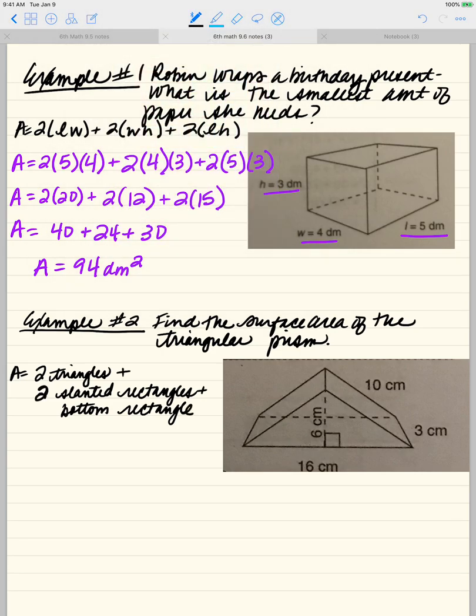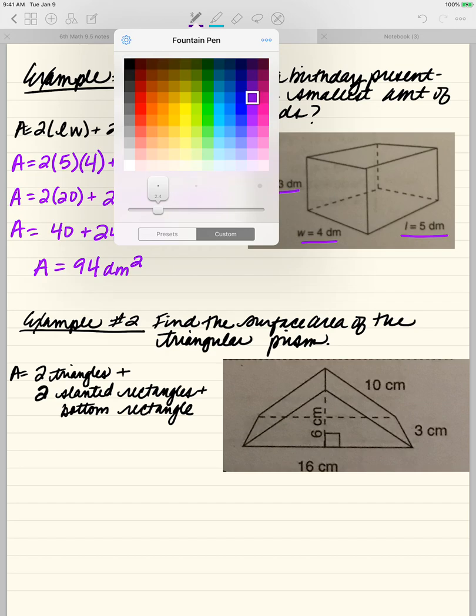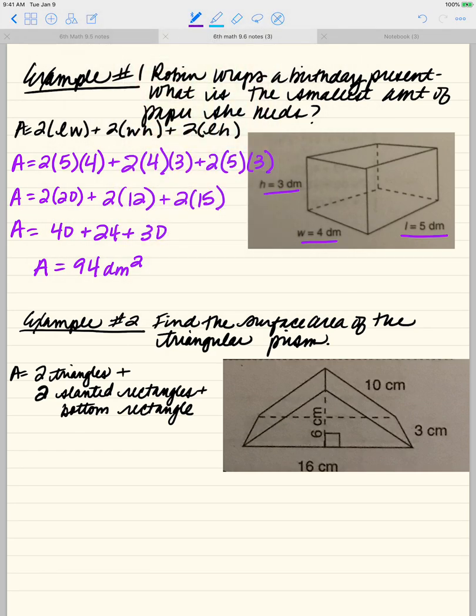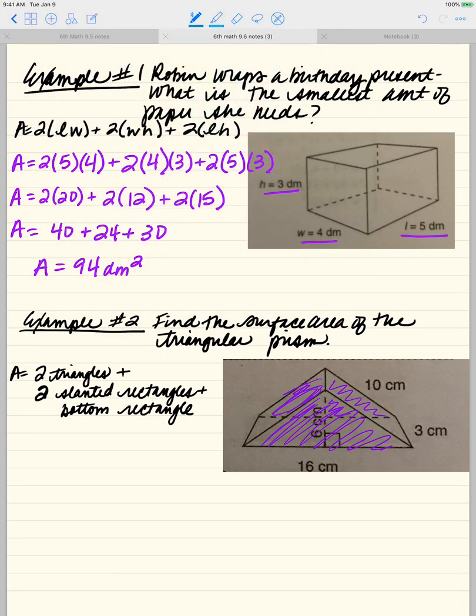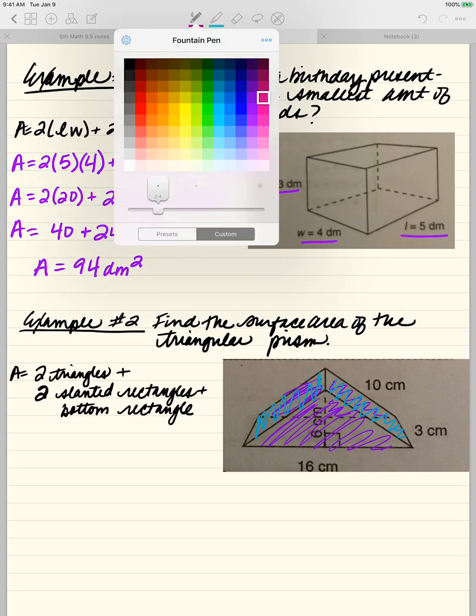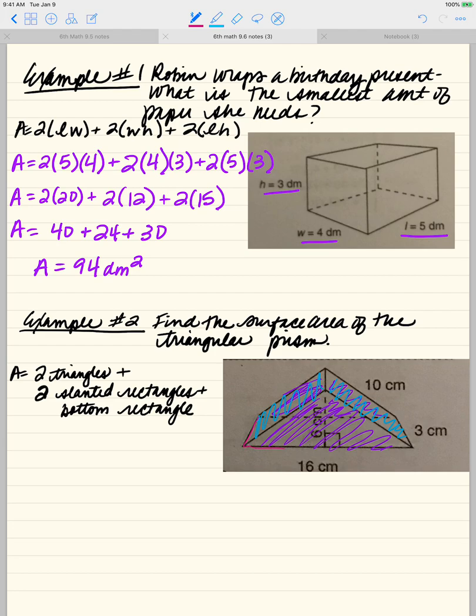1 bottom rectangle. Okay, so let's define these shapes really quick. We have 2 triangular faces here. We've got one here and then this one in the back here. And then we have these 2 slanted rectangular faces here and here. And then at the bottom of this, we have one rectangular base that runs kind of all through here.